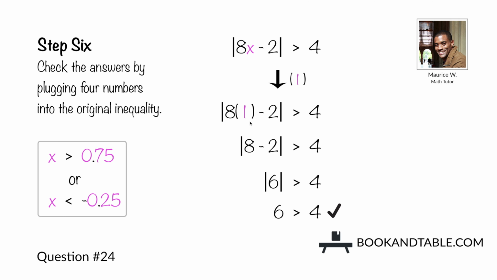And now if we plug in a number larger than 0.75, which is 1, we get 8 times 1, which is 8. 8 minus 2 is 6. The absolute value of 6 is 6, leaving you with the true statement, 6 is greater than 4, and thus confirming that x is greater than 3/4 or x is less than negative 0.25 is the correct answer.